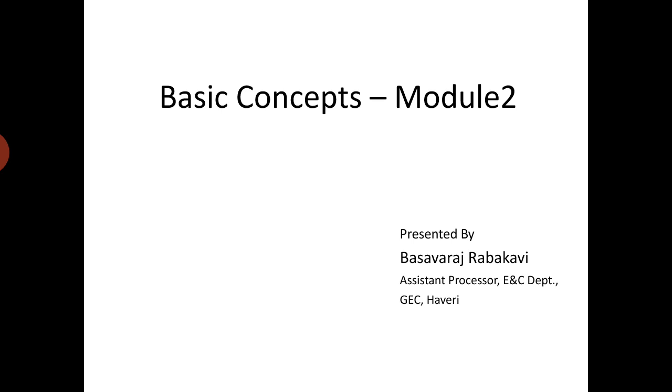Also the different abstraction models or levels. There are 4 different abstraction levels, and that also we have seen in brief. So this is all what we have seen in module 1.